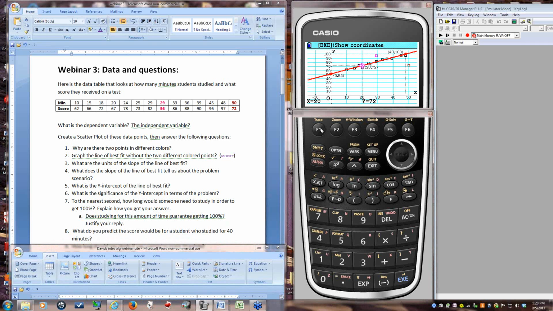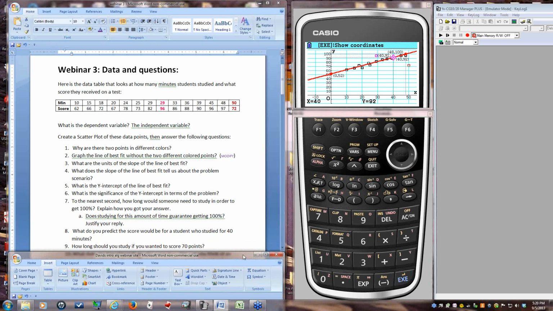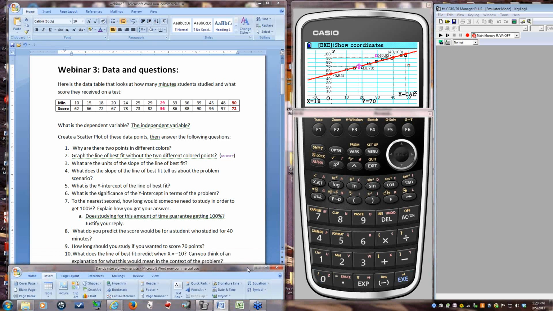Okay, I just want to do a trace here. And I'm given 40 minutes, so I'm just going to enter 40 for X. And that's going to be a score of 92. Again, I'm going to keep track of some of these points. How long should I study if I wanted to score 70 points? Again, I'm going to have to go back to GSolve. So I would purposely ask questions, once students knew how to get into the GSolve and calculate your X value, that go back and forth. So 18 minutes should get me a 70.